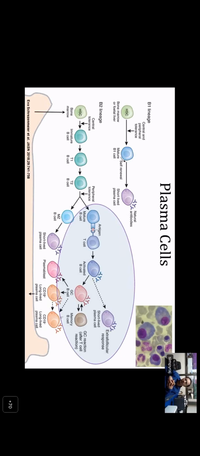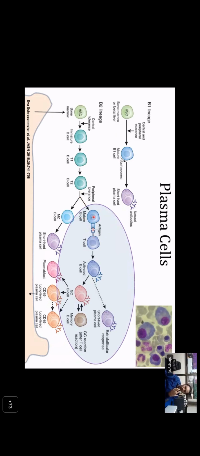If you look at the plasma cell, it is the terminal stage of B cells. If you look at B cell development, the B cells start maturing from the hematopoietic stem cells in the bone marrow. In the bone marrow we have immature B cells or B cell progenitors, which become mature and come into the circulation in the peripheral blood. In peripheral blood we have naive B cells, which are not exposed to any antigen and have had no interaction with T cells or antigen-presenting cells.